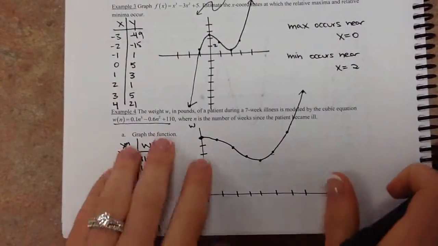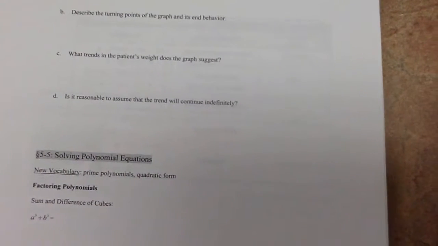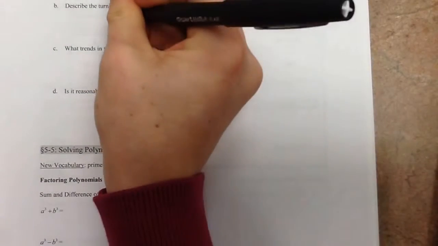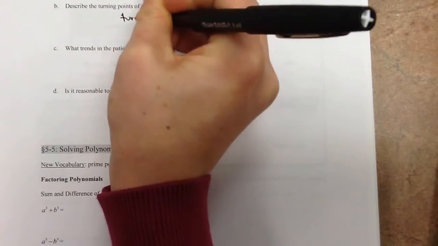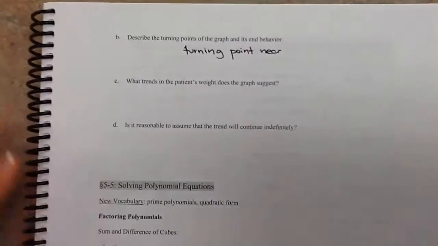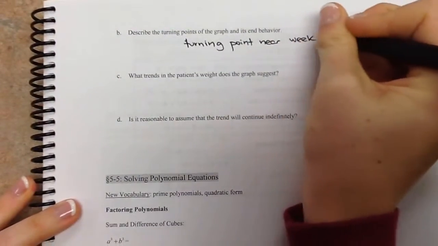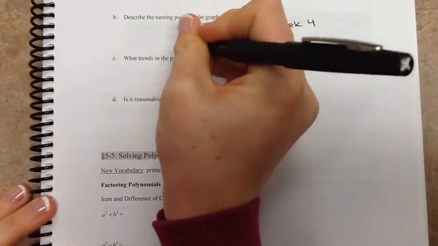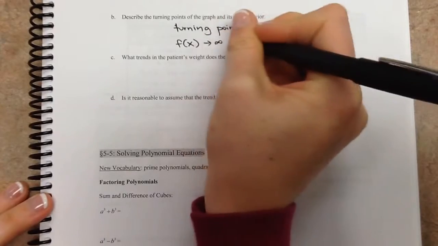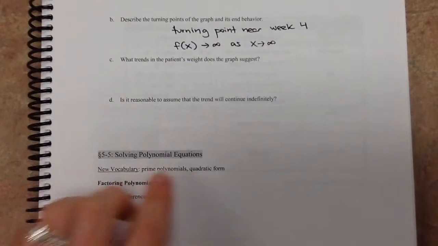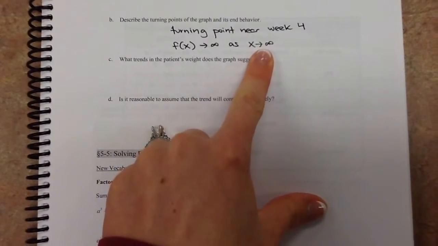All right, so that's the first part. That's the graph. We've got some questions. Describe the turning points of the graph and its end behavior. Okay, so the turning point is near week 4. Week 4 was when we started seeing a positive change, starting to gain weight back. And then for the end behavior, we can say that the function approaches infinity as x approaches infinity. We're not going to talk about negative infinity because negative infinity doesn't make any sense in this context.